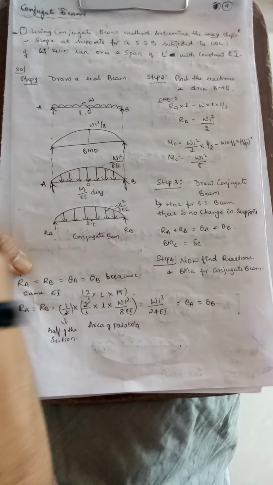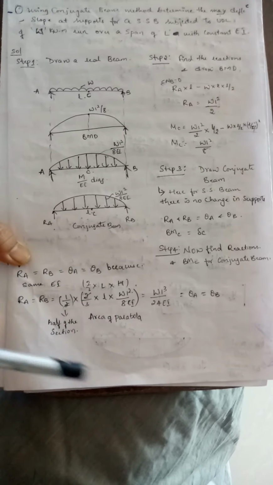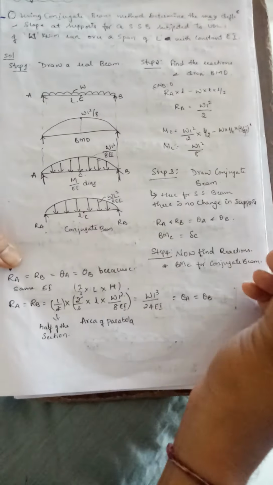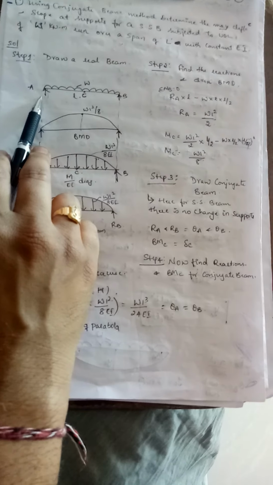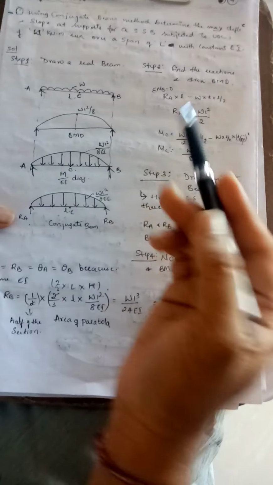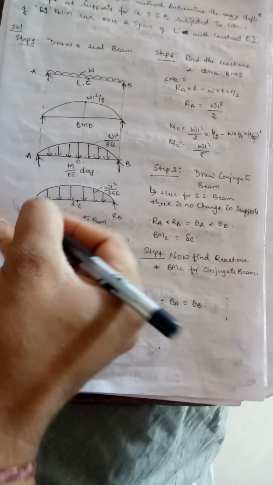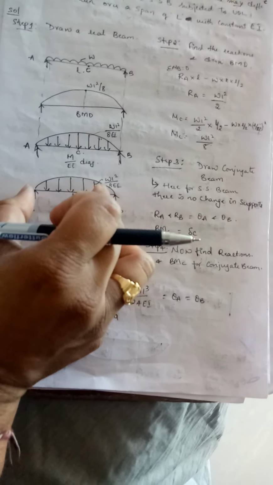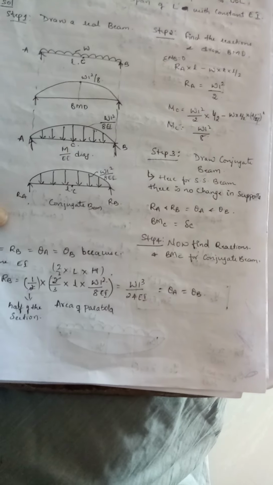Now you should draw the conjugate beam. What is the conjugate beam? Any conditions? For simply supported beam, there is no change in supports. Suppose this support is a pin support or roller support, there is no change. For simply supported beam, there is no change in the conjugate beam. So we have taken the BMD and we have placed it as a load.